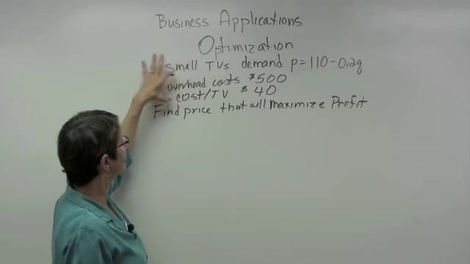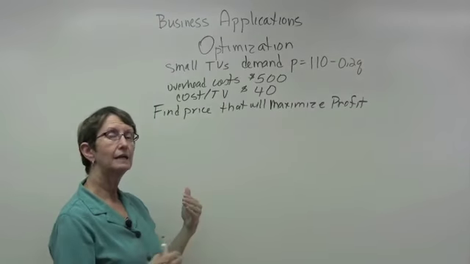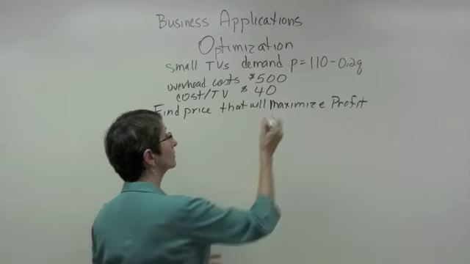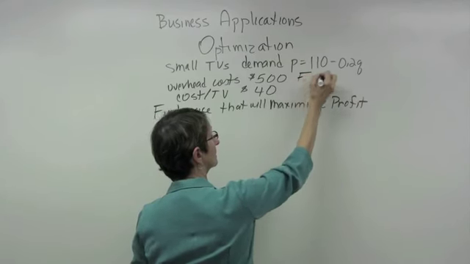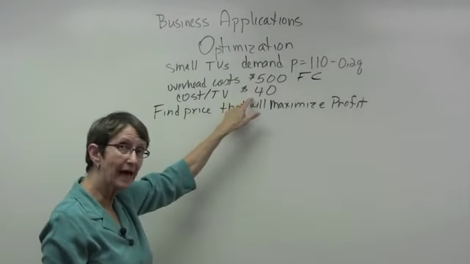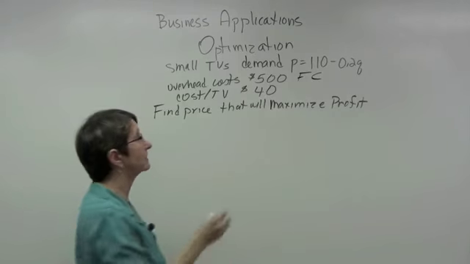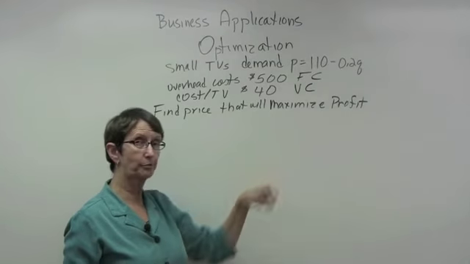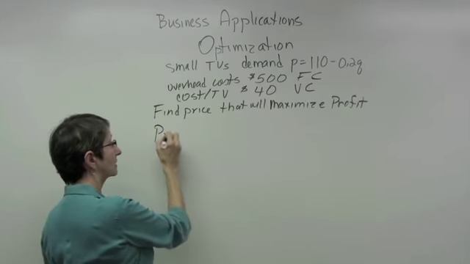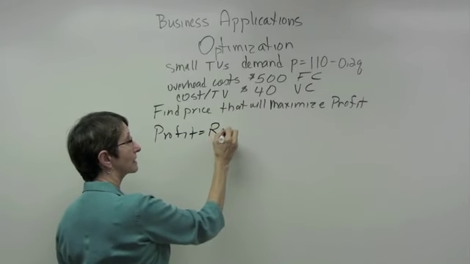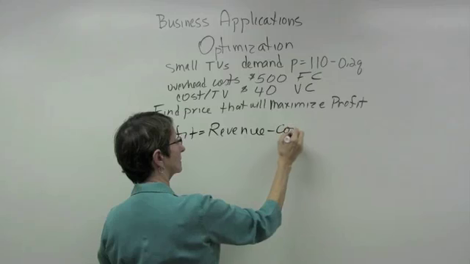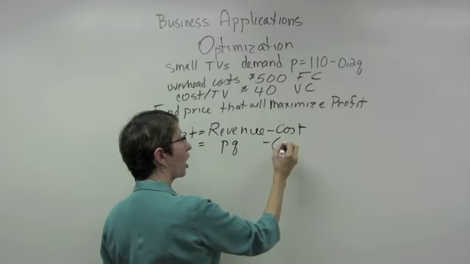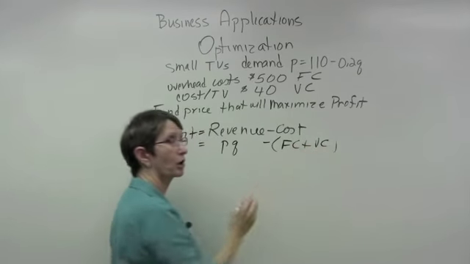Now, when we look at these overhead costs and the costs for TV, they're talking about your expenses, and the overhead cost is a simple $500. That is the fixed cost. The cost per television varies depending on the number of TVs. That is your variable cost. The price that will maximize profit, well, let's think back. Profit is equal to revenue minus cost. Revenue is price times quantity. Cost is fixed cost plus variable cost.